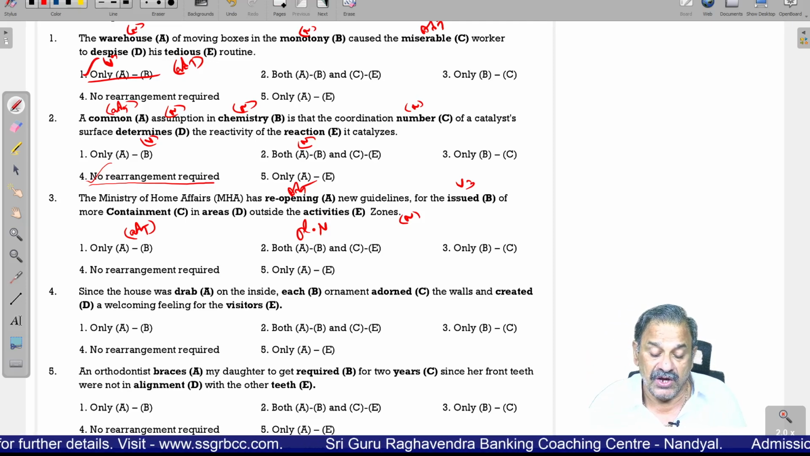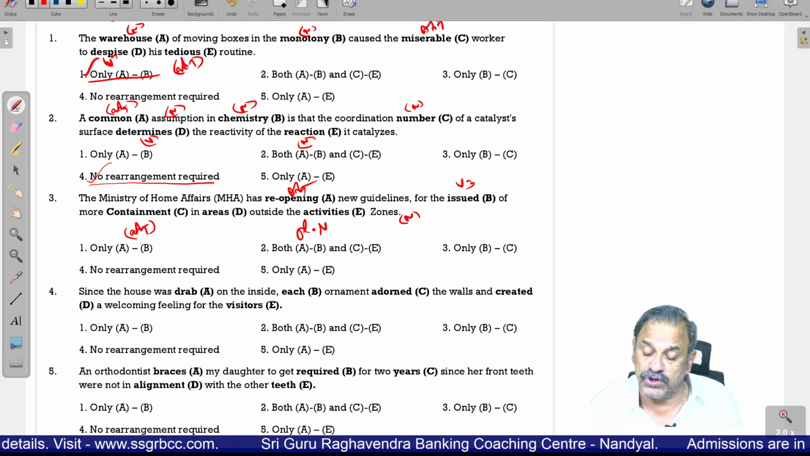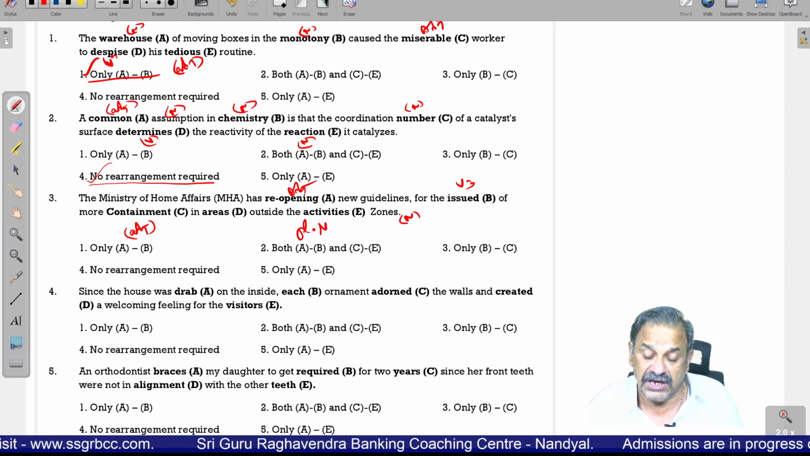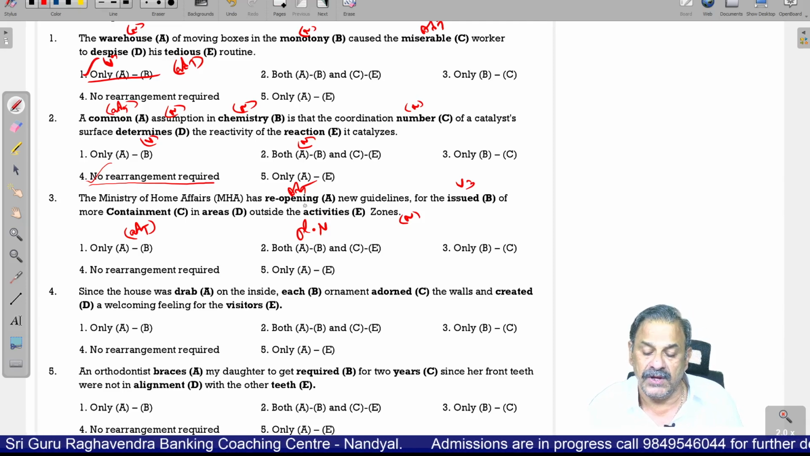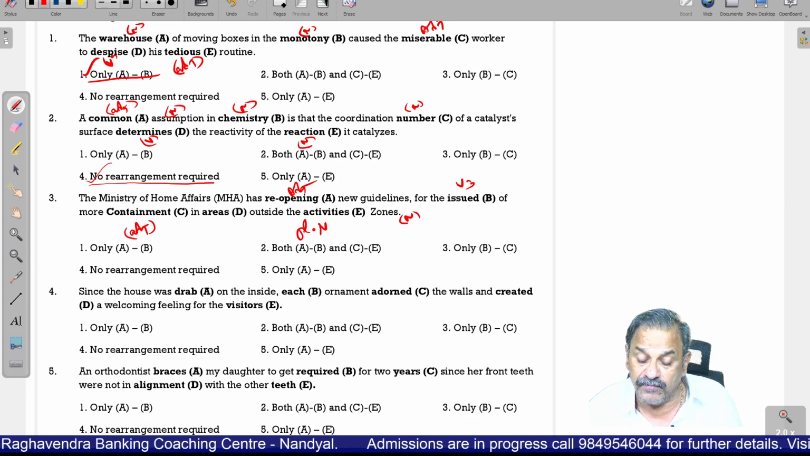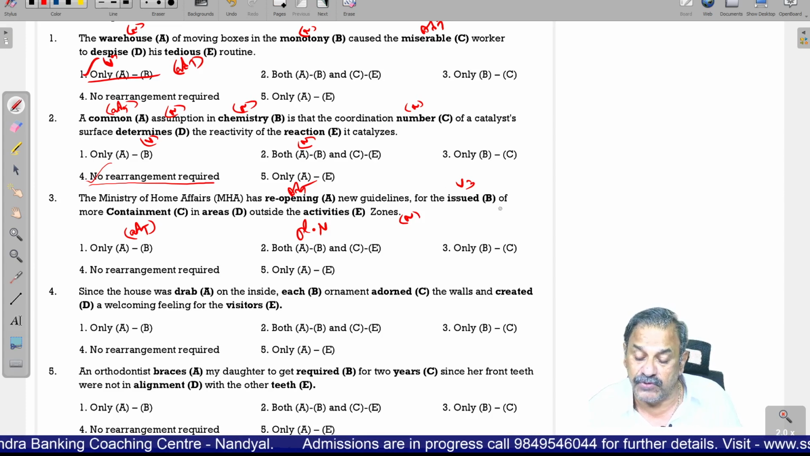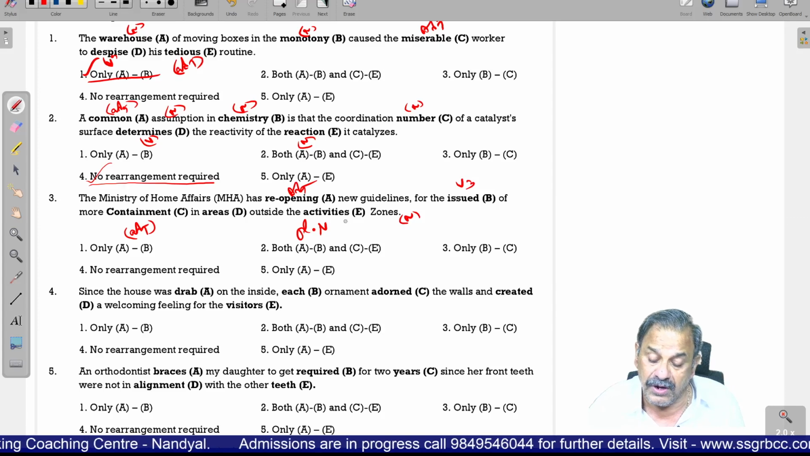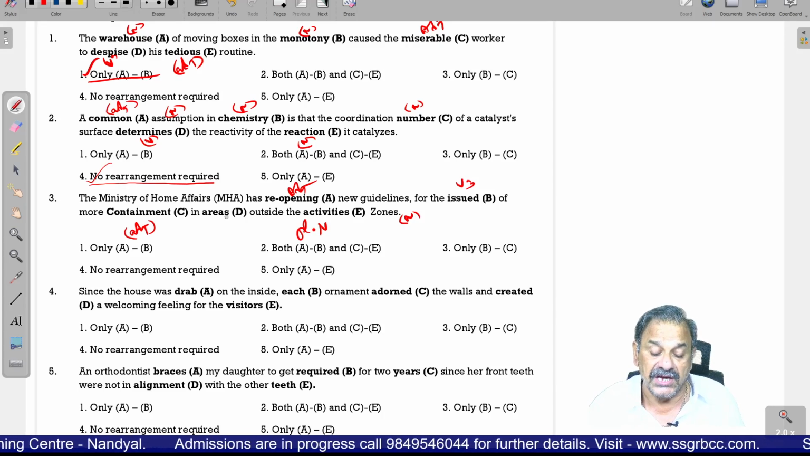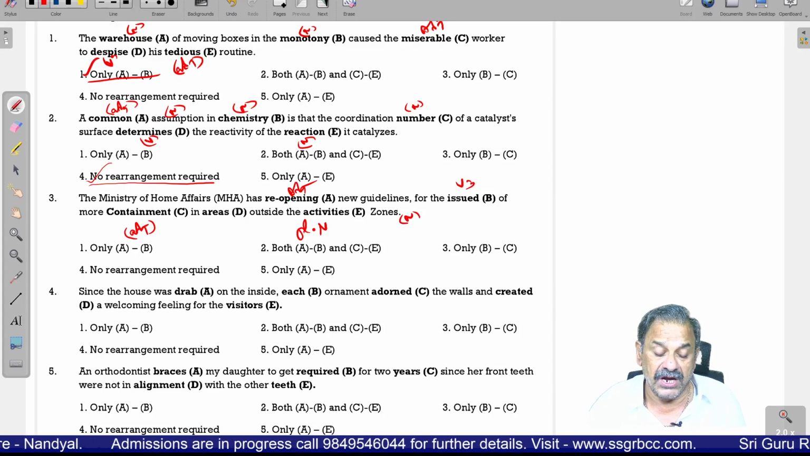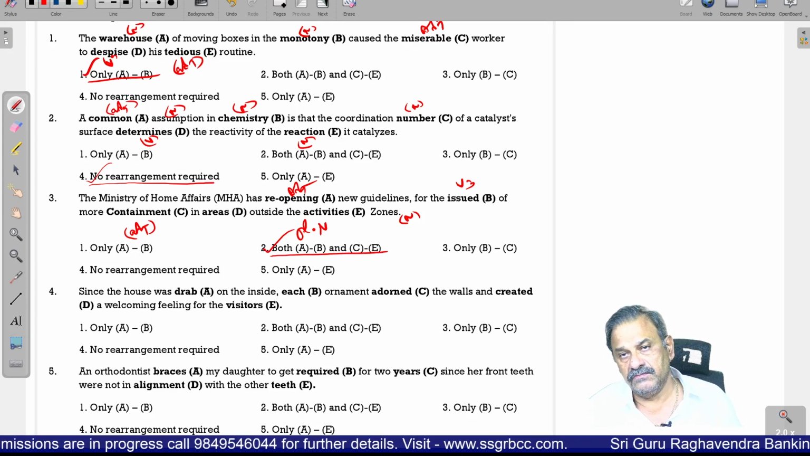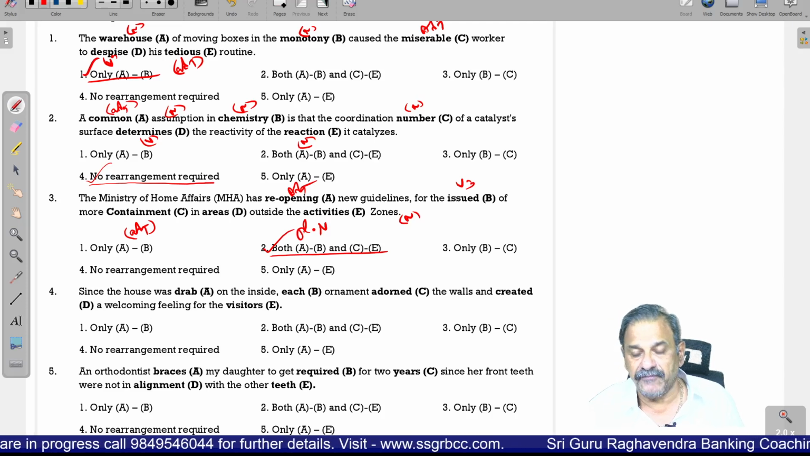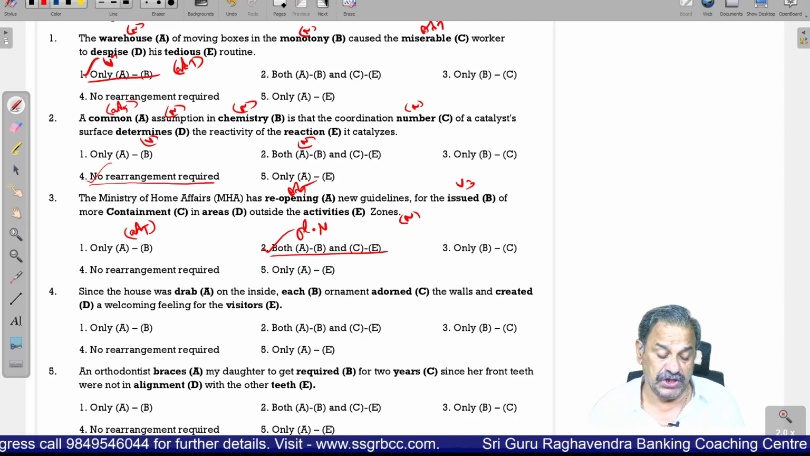So here you have to interchange, you have to swap both A and B, C and E. The Ministry of Home Affairs has issued, definitely after has you have to use third form of the verb, has issued new guidelines of the reopening of more activities in areas outside the containment zones. A, B, C, E, both we have to swap. So choice 2 is the answer.